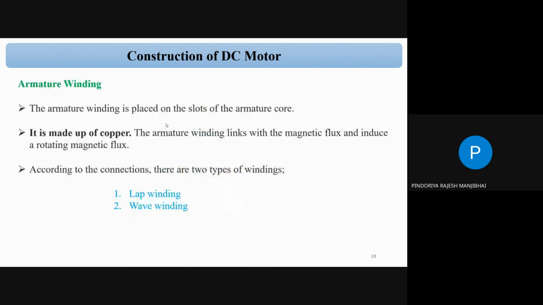Yes. In the case of DC machines, the armature winding is of two types. The first one is the lap winding, and the second one is the wave winding. Okay. Lap winding and wave winding. So what is the difference between the lap and wave winding? So there is a number of armature windings. So we can say lap winding.